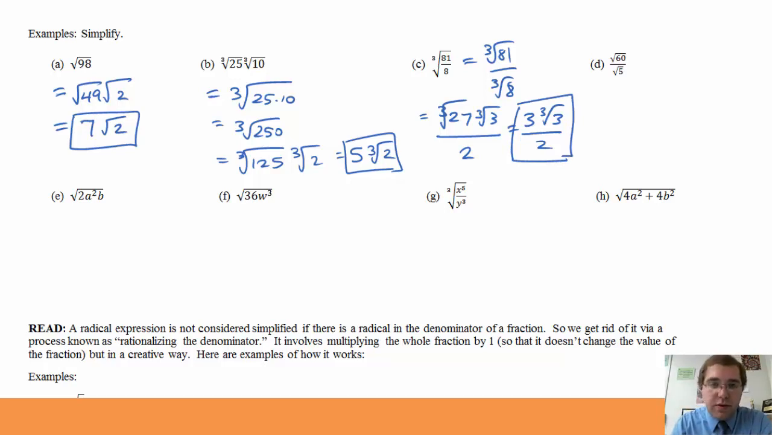Example D. Square root of 60 over the square root of 5. Well, I can combine that as the square root of 60 over 5. And why should I do that? Because 5 goes into 60. How many times does 5 go into 60? It goes in 12 times. So I've got the square root of 12.